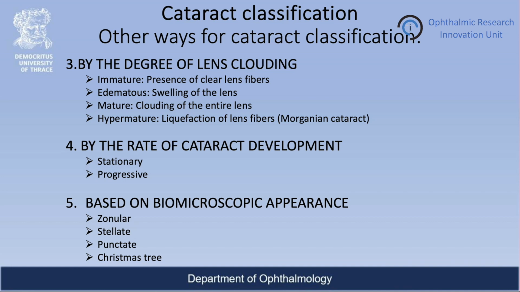In addition, cataract can be classified according to the rate of cataract development as either stationary or progressive. Finally, based on its biomicroscopic appearance, cataract can be classified as zonular, stellate, punctate, or Christmas tree. In the next slides, we will analyze all subgroups and categories of acquired cataract.